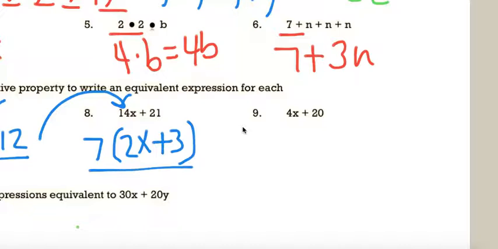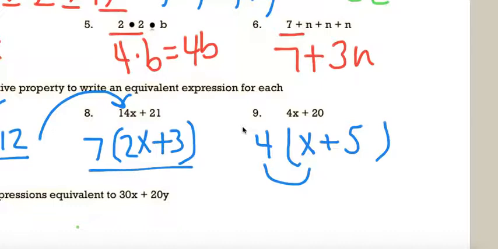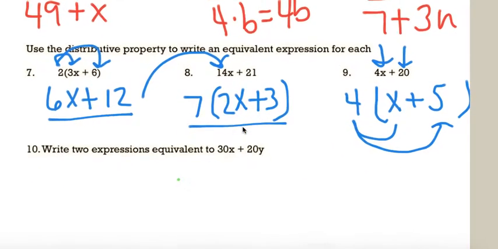So I pull out the 4 distributing factor, and I see how many times 4 can go into 4, which is 1. You can write it as 1x, or you can just write x. Plus, how many times does 4 go into 20? It goes in 5 times. And so now I've just done the problem in reverse. 4 times x is 4x, and 4 times 5 gives me that 20. Okay? Now, let's take a look at number 10.